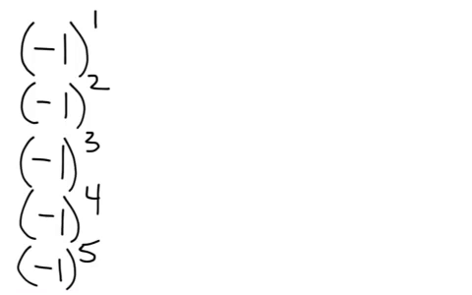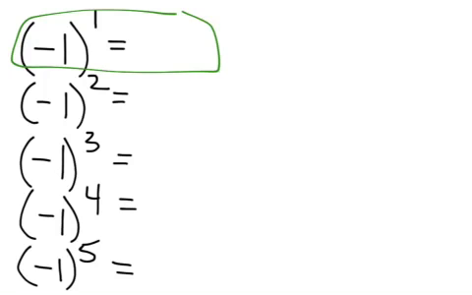I like to pick -1 as a base because that means no matter what the exponent is, the answer is going to be 1 or -1, because 1 times 1 is 1, 1 times 1 times 1 would be a 1, and so on. Let's start off at the top here. We know that anything to the power of 1 is itself, so the solution here would just be -1.